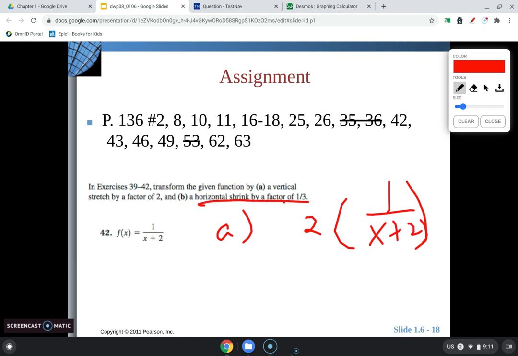B, a horizontal shrink by a factor of 1/3. All right, so I'm going to have to replace just the x. I'll take the reciprocal of 1/3, which is 3, put that in front of the x. So that's what that would look like.